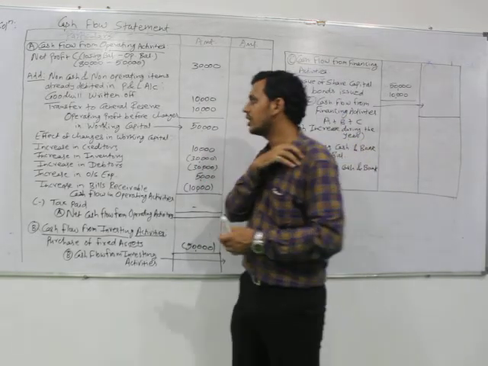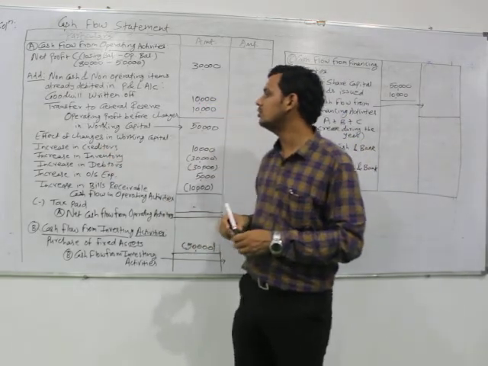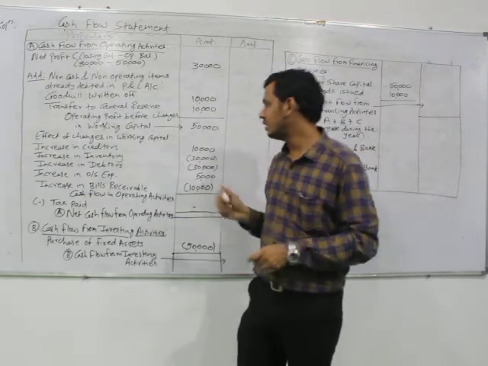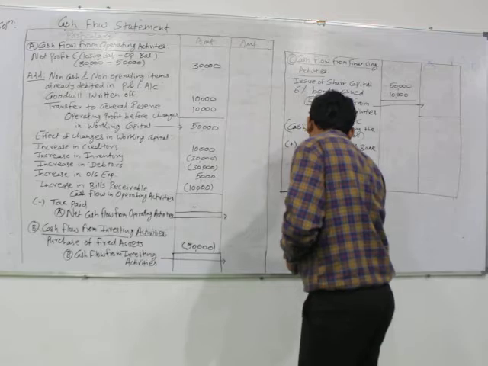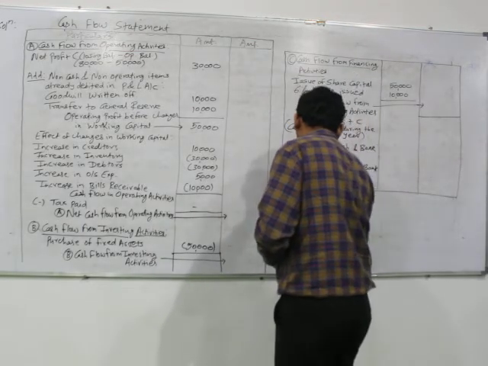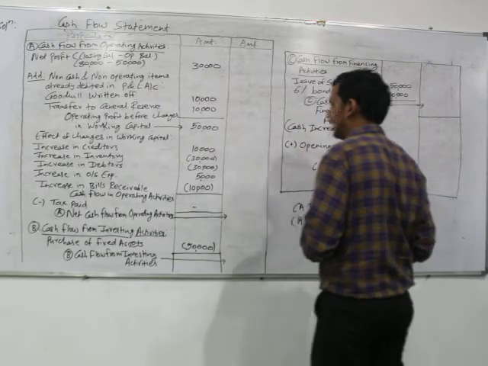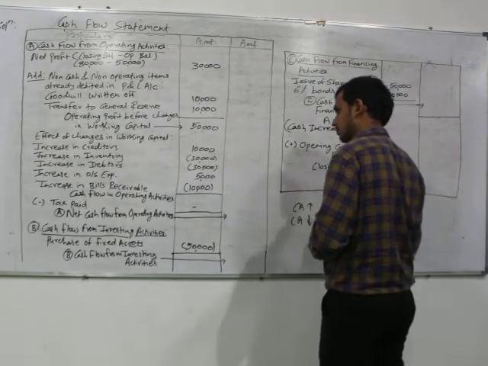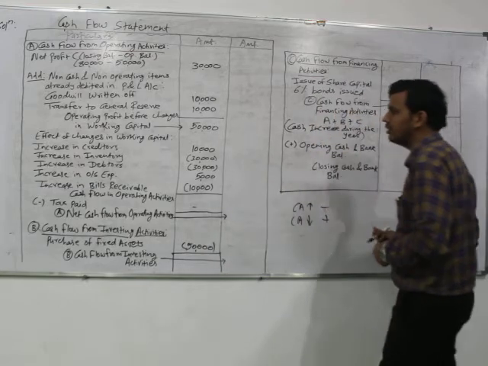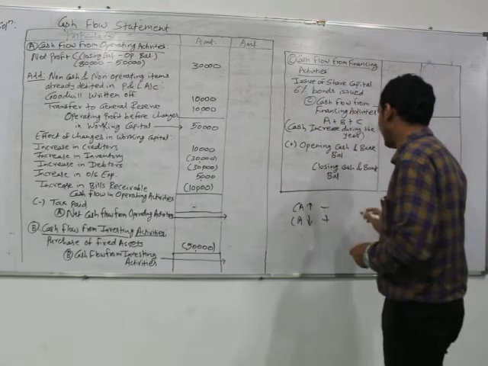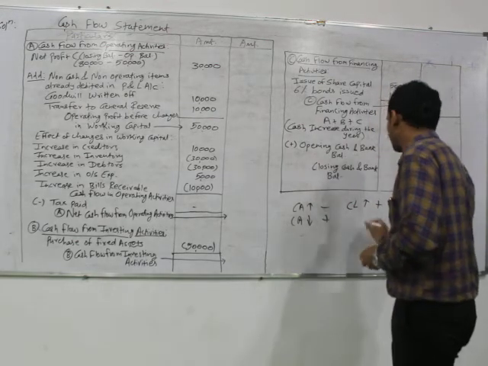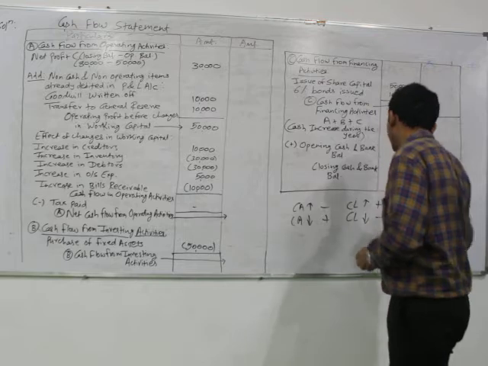Now, we will move toward the second segment and record the effect of changes in working capital. With respect to working capital, we have said that when current assets increase, deduct it, whereas when current assets decrease, add it. Whereas when current liabilities increase, add it. When current liabilities decrease, deduct it.